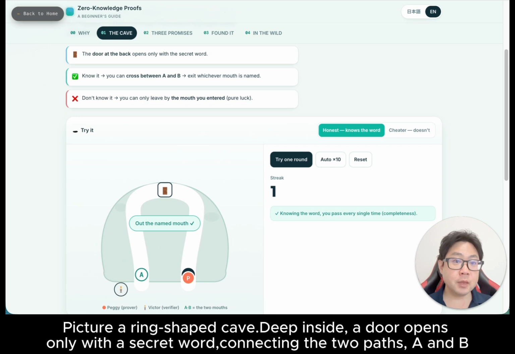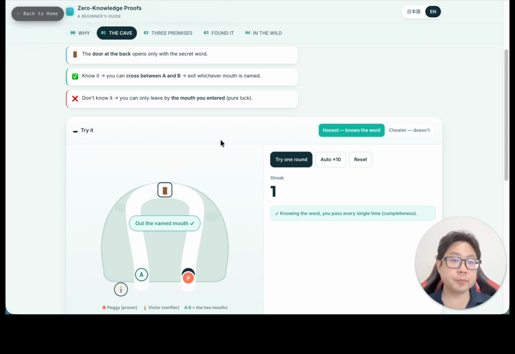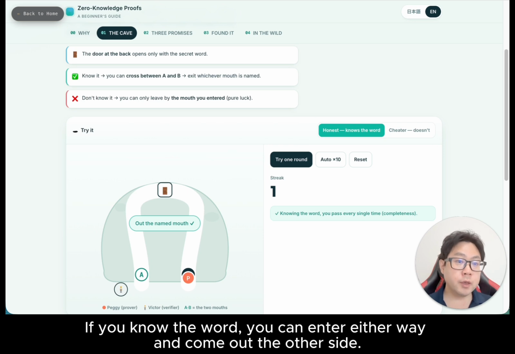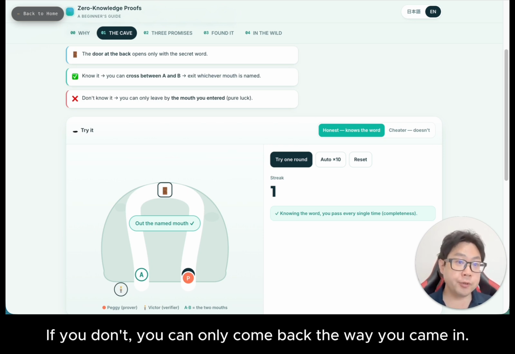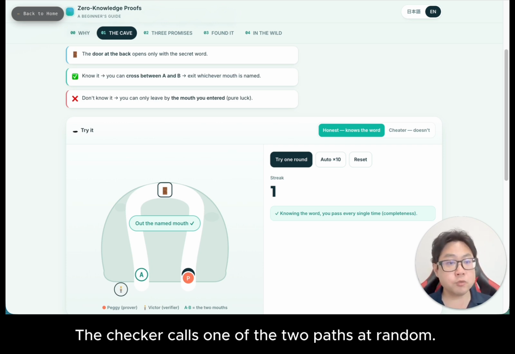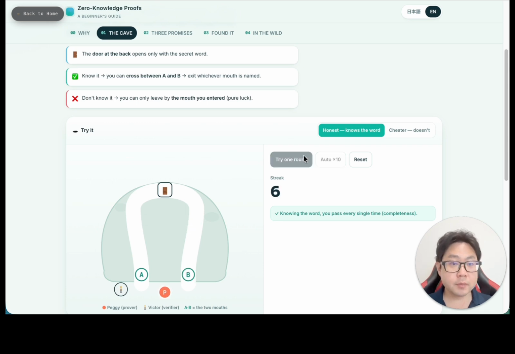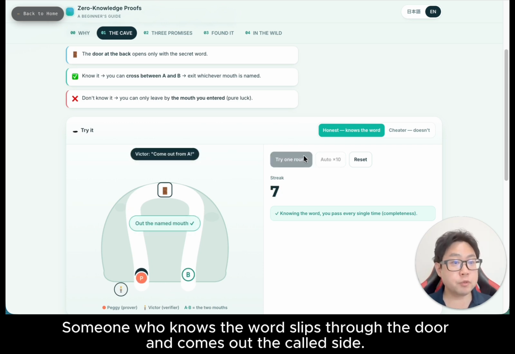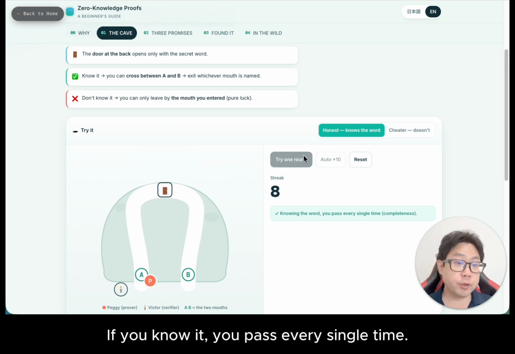This one. Picture a ring-shaped cave. Deep inside, a door opens only with a secret word connecting the 2 paths A and B. If you know the word, you can enter either way and come out the other side. If you don't, you can only come back the way you came in. The checker calls one of the 2 paths at random. Someone who knows the word slips through the door and comes out the called side. If you know it, you pass every single time.